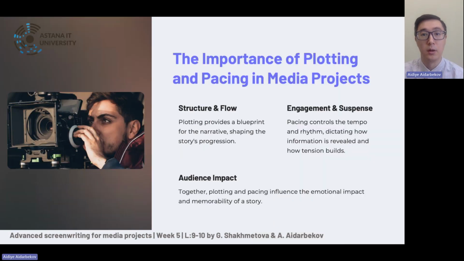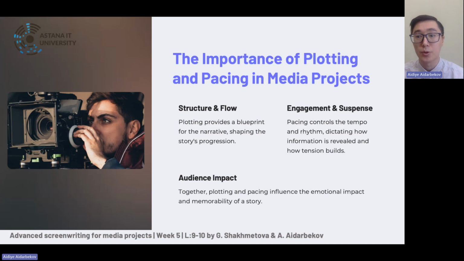Here: the importance of plotting and pacing in media projects. So, at first, it's for structure and flow. Plotting provides a blueprint for the narrative, shaping the story's progression. In general, we see the whole picture from the structure. By the way, while we start plotting our story, there is also engagement and suspense.